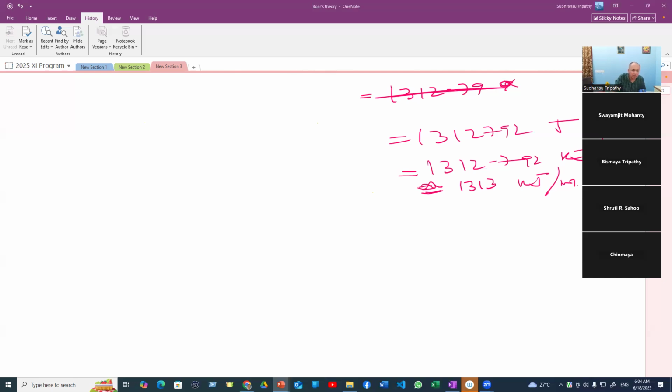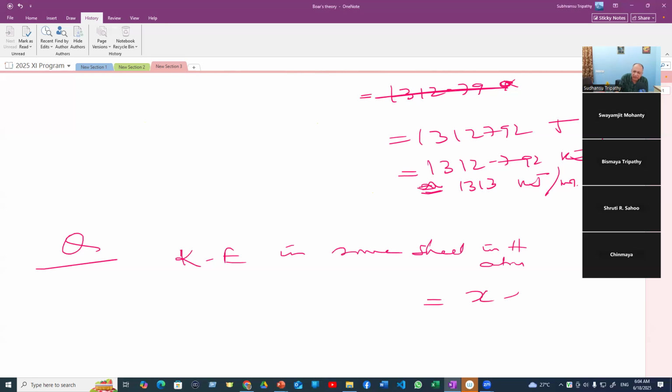And one more question I would like to ask. In an exam, the question was: if the kinetic energy of the electron in some cell of hydrogen atom is equal to, supposing, x electron volt, find its potential energy.